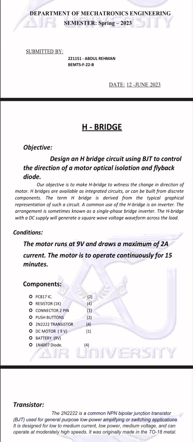Components I am using in this project are the PC817 IC, some resistors, a connector, 2 pin push buttons, and 2N2222 transistors, a DC motor of 9 watts, a battery of 9 volts, and 1N4007 diodes. And furthermore, I am explaining the transistor. Furthermore, I am moving towards the transistor, which is the 2N2222.